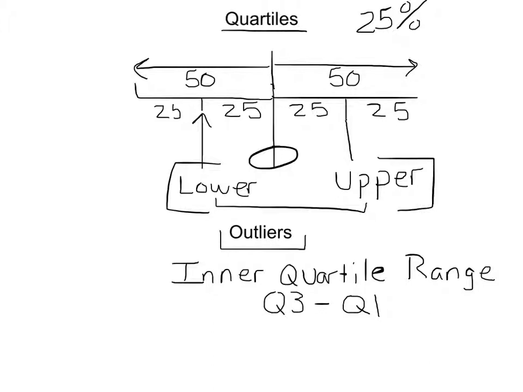We're going to tie this idea into the idea of how do we determine if a number is an outlier. We're going to use this interquartile range. We're also going to use this when we talk about box plots and modified box plots.